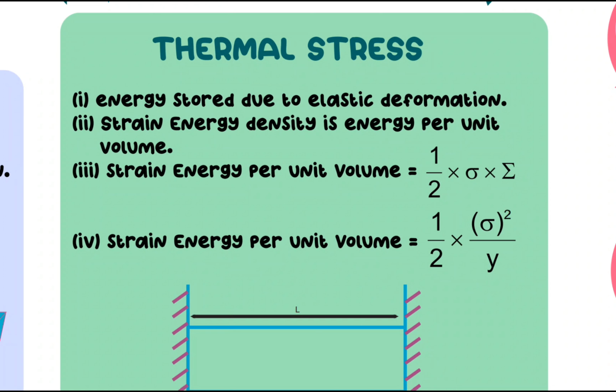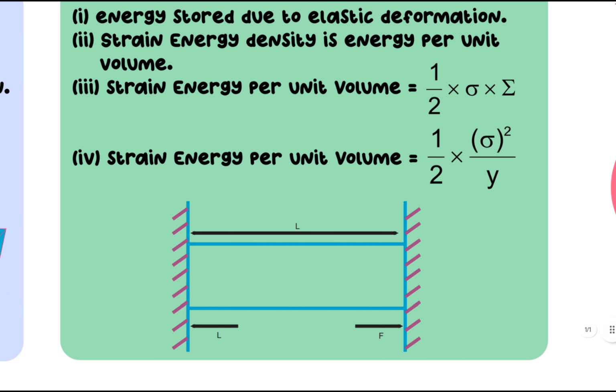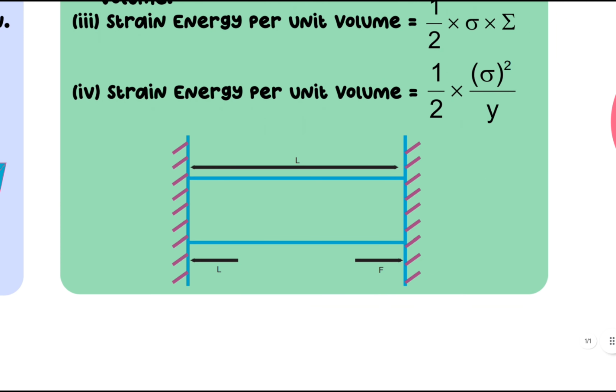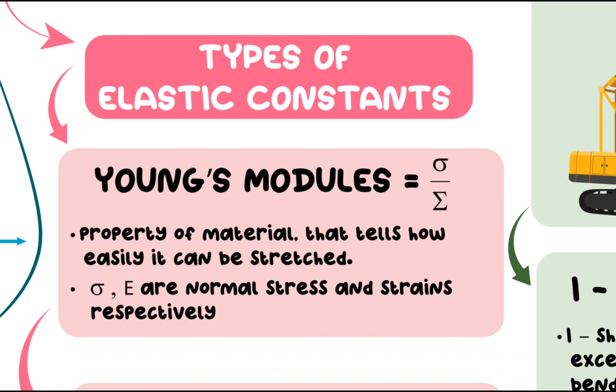Strain energy. Energy stored due to elastic deformation. Strain energy density is energy per unit volume. Strain energy per unit volume is equal to half into sigma E. Strain energy per unit volume is equal to half sigma square by Y. Types of elastic constants. Young's modulus, which is equal to sigma by E.